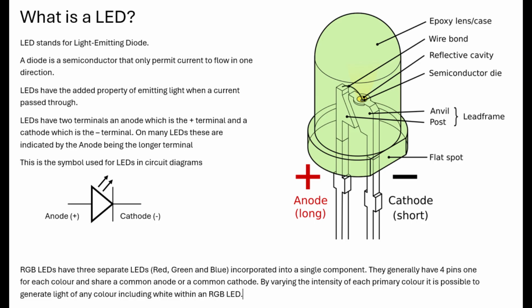So what is an LED? An LED is a special type of diode. A diode is a device that only lets current flow in one direction, so it can only flow one way, not the other. And it has light-emitting properties when enough current is flowing through it. Typical LEDs, I'll pass one round.